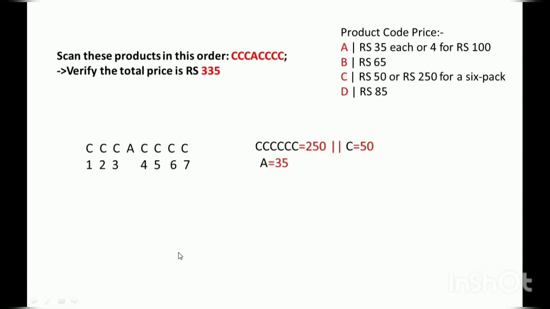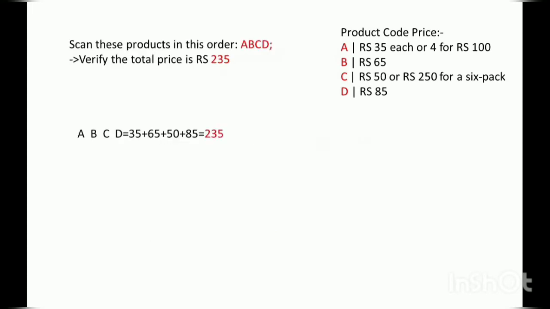Then here A is calculated only one time, that's why its value is only 35, and the total price is 250 plus 1 C, its value is 50, plus 35 for A, and the total value is rupees 335.